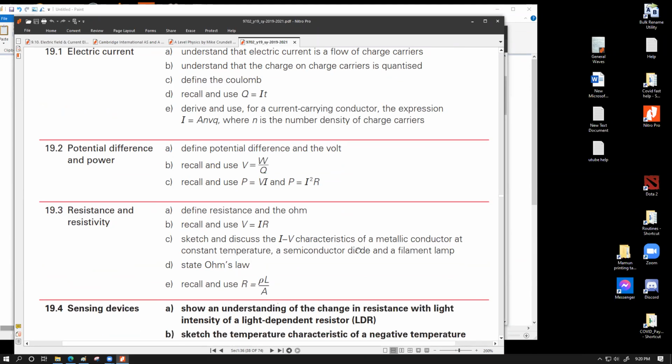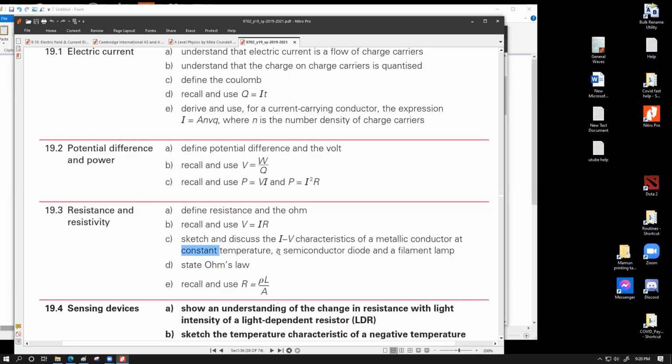Sketch and discuss the IV characteristics of a metallic conductor at constant temperature, a semiconductor diode, and a filament lamp. The IV characteristics of a metallic conductor at a constant temperature is very simple. That is basically an ohmic conductor which gives you a straight line because it says constant temperature. If they did not mention constant temperature, then we would have a decreasing gradient for the IV graph. But if you can maintain it at a constant temperature, then it will definitely maintain ohmic behavior, which means the more you increase the voltage, the current will also increase proportionally, no big deal.